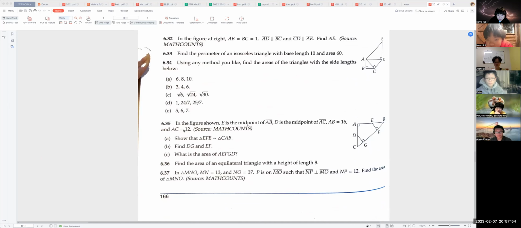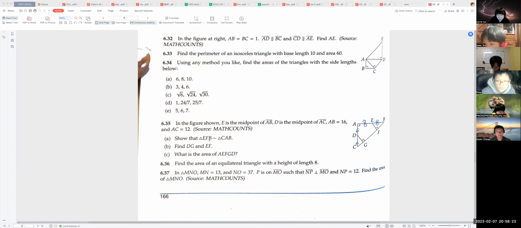Okay, so 6.35, in the figure, E is a midpoint of AB. Okay, everybody. So since E is a midpoint, AE equals EB. And AB equals 16. So we know that AE equals 8 and EB equals 8. Okay, AC equals 12. So AD, because D is a midpoint, this is 6 and this is 6.